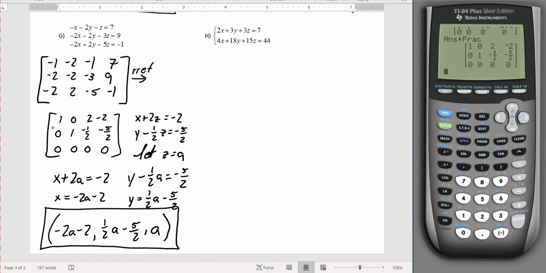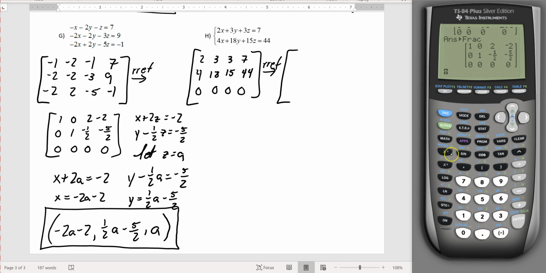Last one's non-square, so we know that this is going to be a matrix with a row of zeros at the bottom. So 2, 3, 3, 7, 4, 18, 15, 44, and then 0, 0, 0, 0. And we're going to RREF to see what we get. So let's put this in here. Second matrix, go over to edit. Matrix A is 3 by 4. 2, 3, 3, 7. 4, 18, 15, 44. And then a row of zeros. There we go.